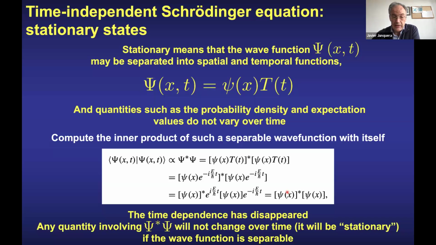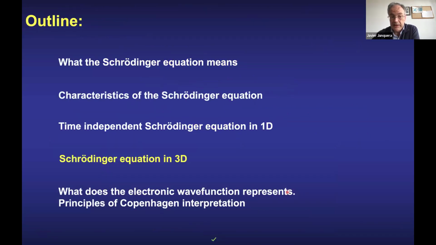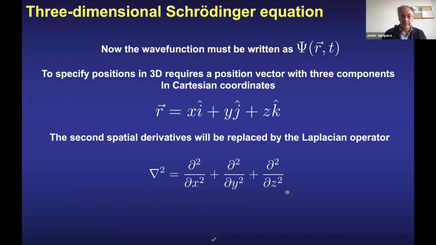Then let me move to the next step in our menu. We have been working in a very simple case just to set up the notation and to catch the most important message that is hidden in the Schrödinger equation. So let's move to the next step, and the next step is the generalization to 3 dimensions.